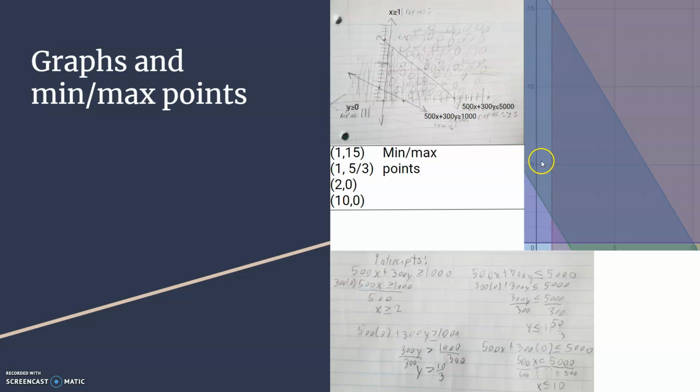Here is a graph that we made on Desmos to make it easier to see where our min-max points are, as you can clearly see right here. And here is how we got our intercepts for this graph right here. As you can clearly see, we plugged in 0 for y, to get our x's right there and there. And we plugged in 0 for our x to get our y's, as you can see from this one and this one.